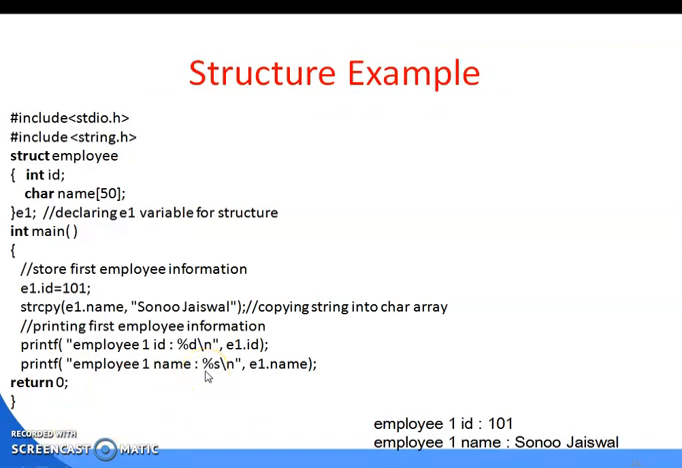Next is your example of structure. struct employee, int id, char name[50], u1. u1 is the structure variable, through which you can access the data members of the structure. u1.id = 101, strcpy u1.name, Sonu Jaiswal, and printf, return 0. That's a structure example. These are the outputs.